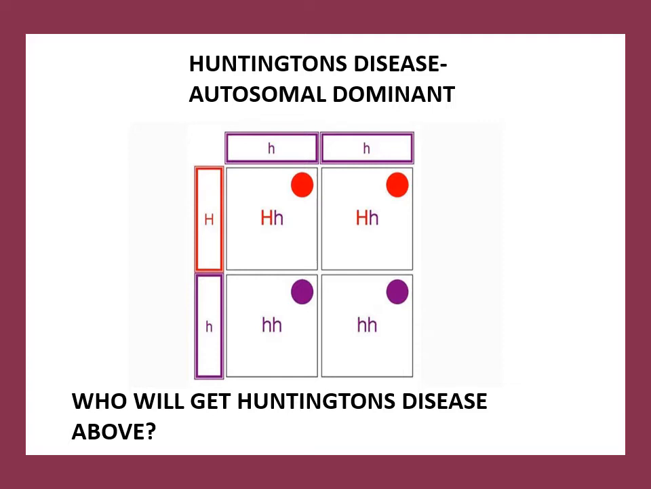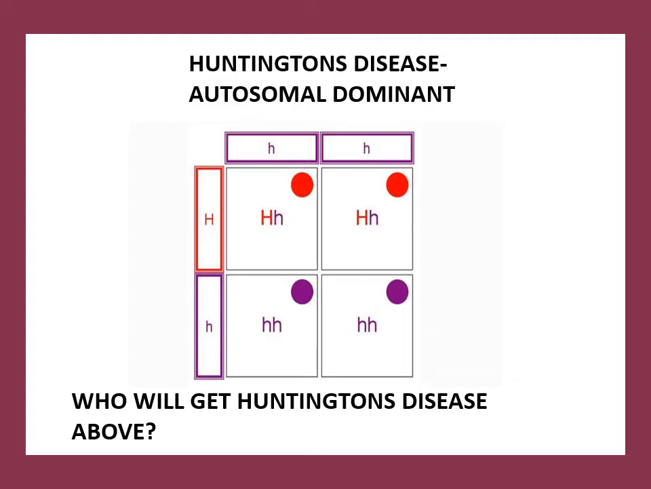So let's look at, say, on the left side, where there's a big H and a small h, say that's the father. And at the top, small h, that's the mother. Okay? And you have to have the big H to get it. Huntington's disease is autosomal dominant. You just need to get one abnormal allele, and it dominates the phenotype. You get the disease. Okay?